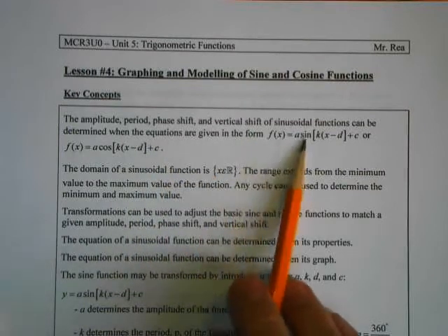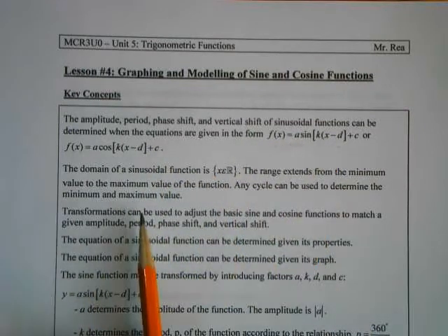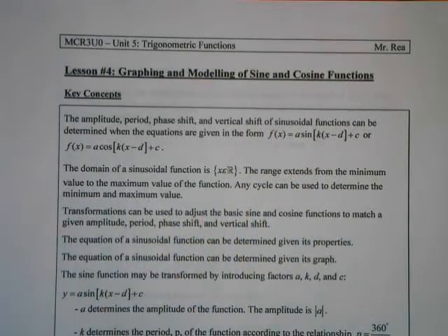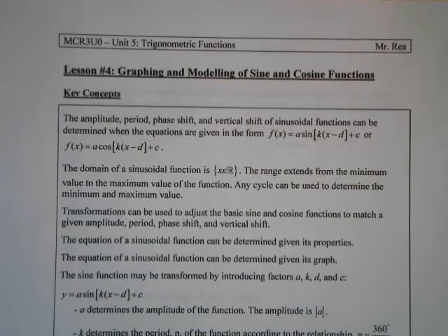If you have an equation with some transformation parameters for either sin x or cos x functions, so if you know the a, k, d, and c values, from those you can get the amplitude, the period, the phase shift, and the vertical shift of these sinusoidal functions. By the way, sinusoidal does not just mean the sine graph, it also means the cosine graph. So any graph that's in the shape of a sine wave, which is the sine curve, is called sinusoidal.